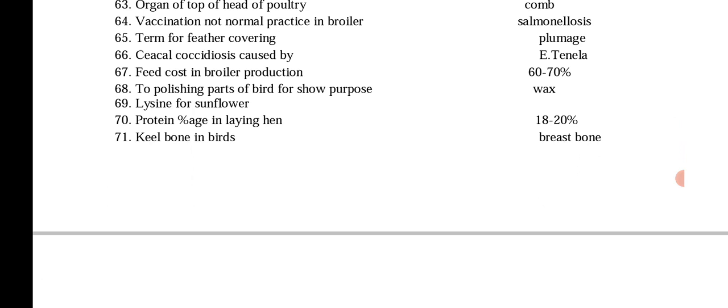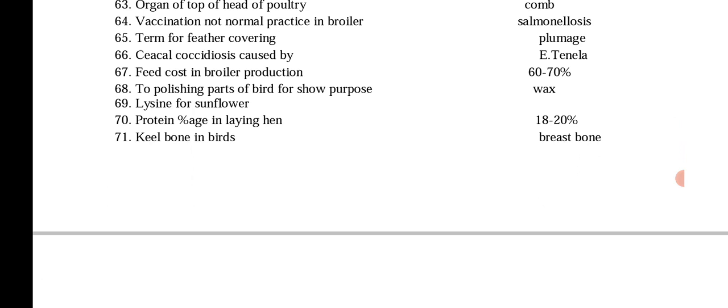Feed cost in broiler production is 60 to 70% of the total price of broiler. The other costs such as electricity, medicine, etc. are 30 to 40%.